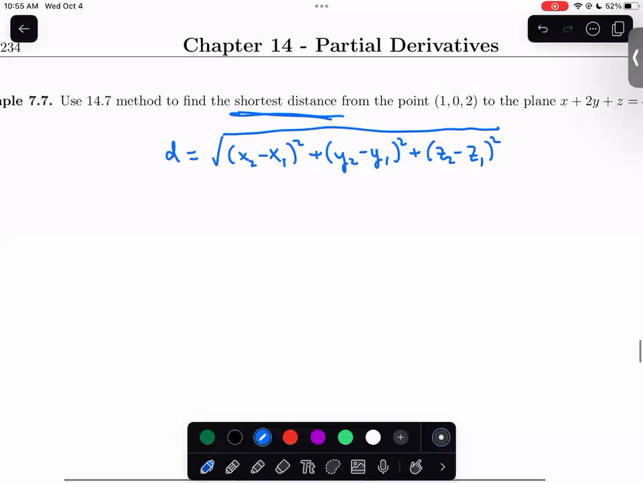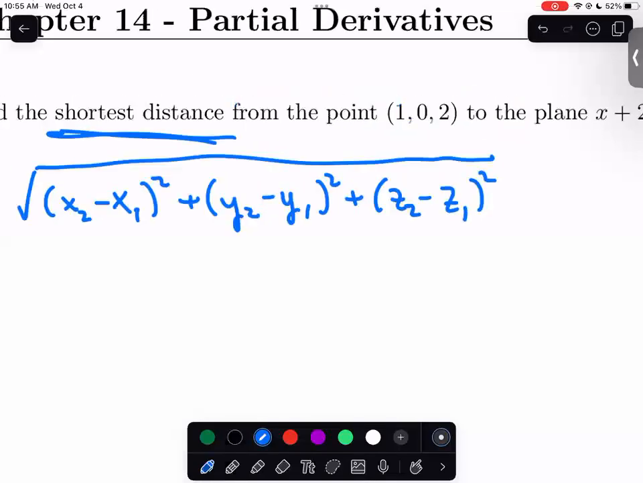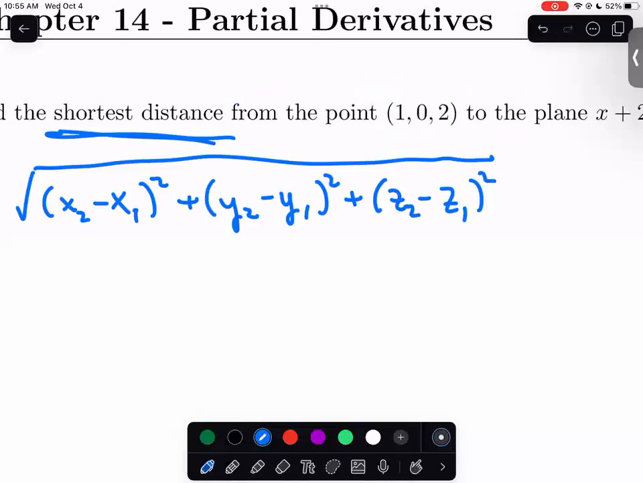Now, one of these points is fixed. It doesn't move, it doesn't do anything fancy, and that is this (1, 0, 2). So I'm going to say that this, my x1, y1, z1, is going to be 1, 0, 2.